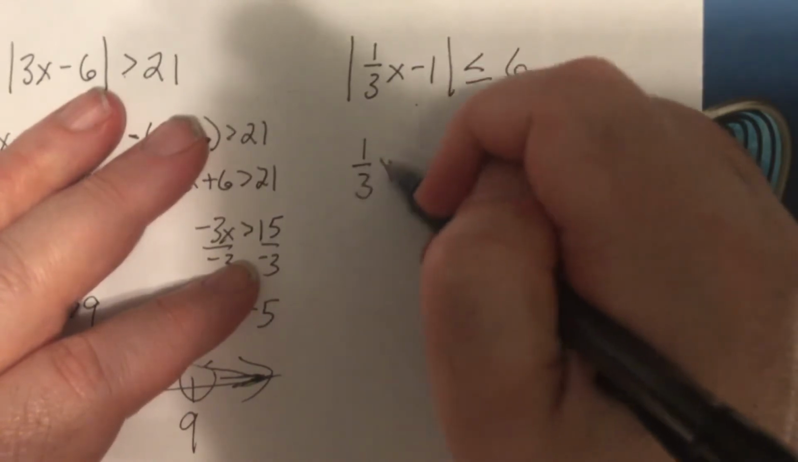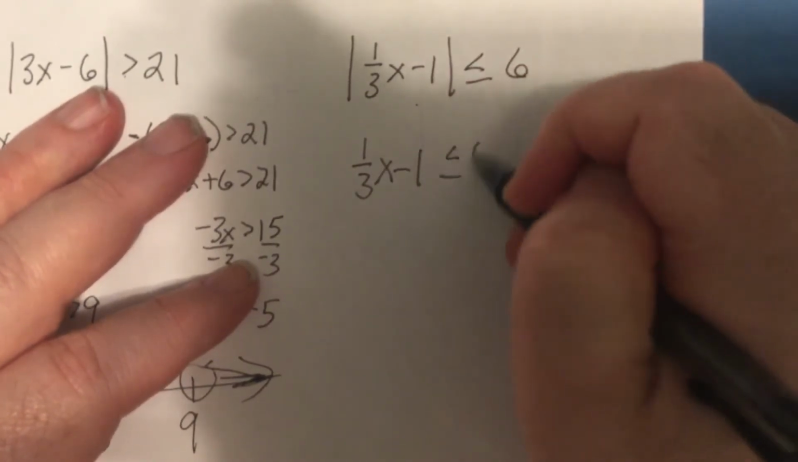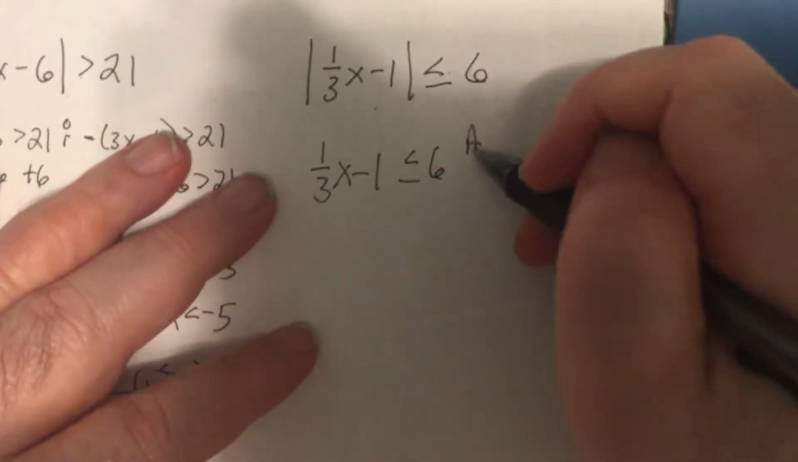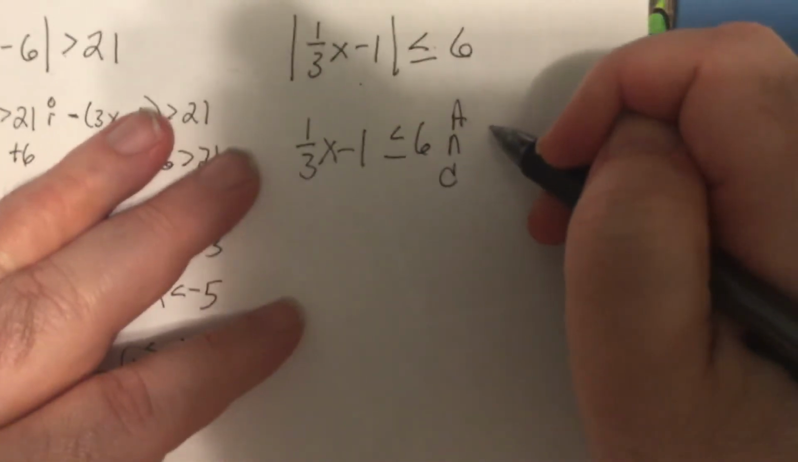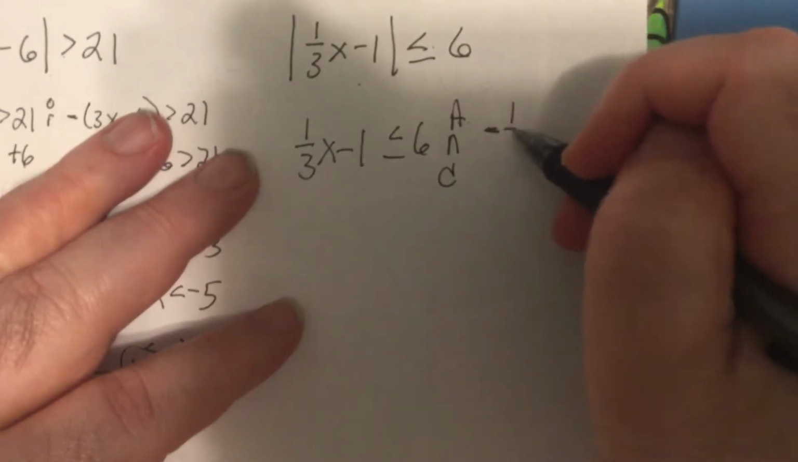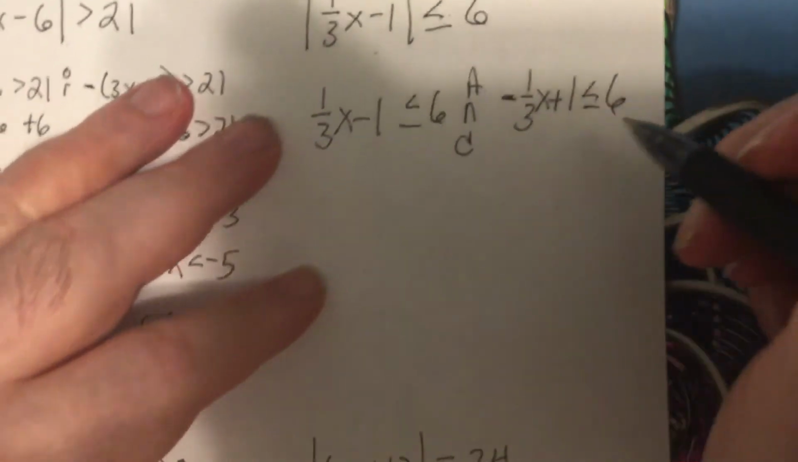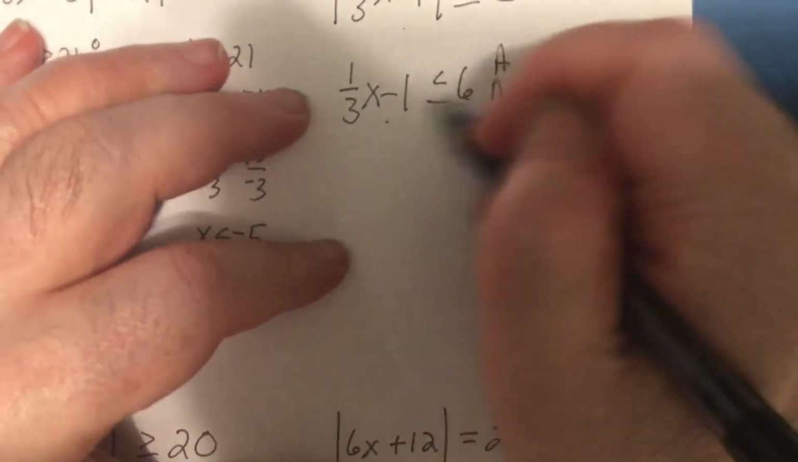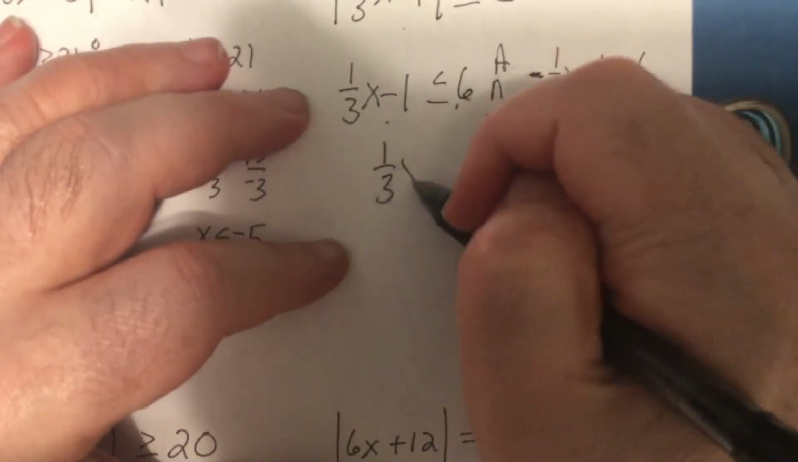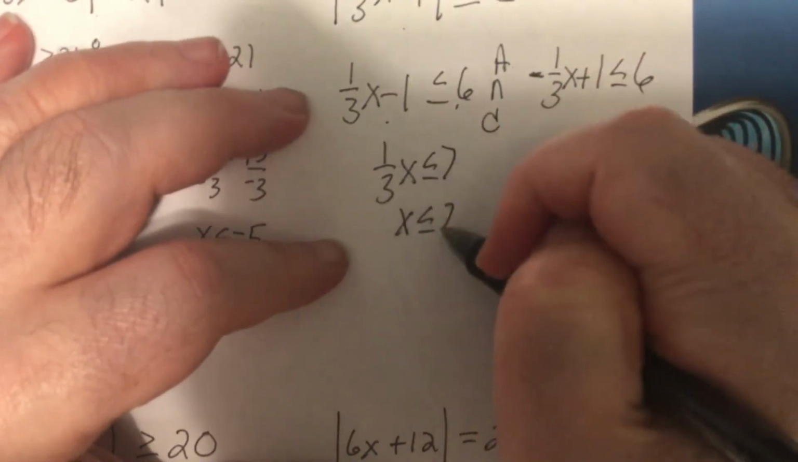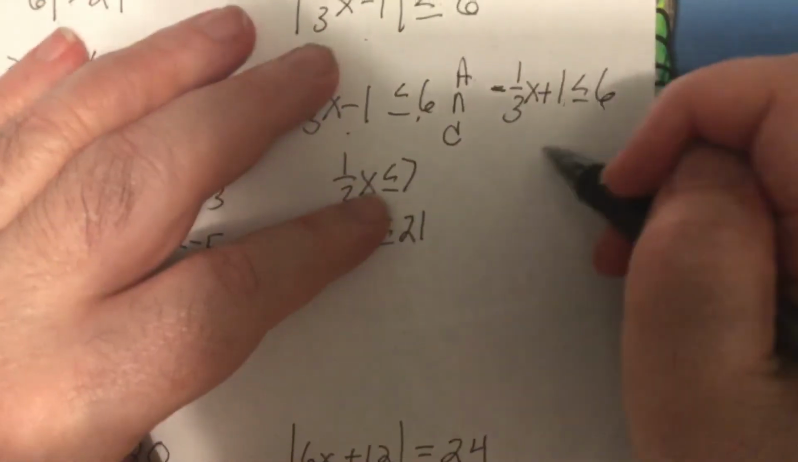Okay, 1/3 x minus 1 is less than or equal to 6, and less than the opposite. Now I'm just going to skip a step here and take the opposite of both terms, saving me a little time. So add 1. 1/3 x is less than or equal to 7. Multiply by 3. Here, subtract 1.